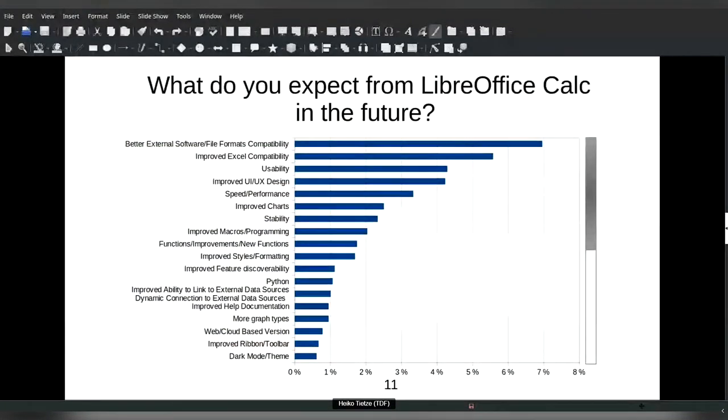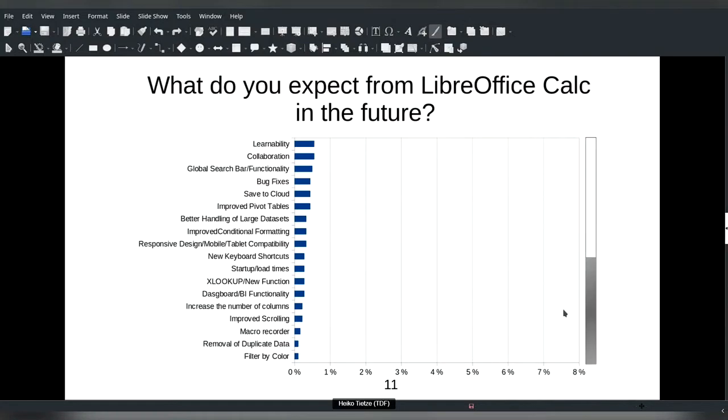So we asked participants, what do you expect from Calc in the future? Most answers evolved around improvements such as better compatibility with Excel, usability improvements, especially around pivot tables and charts, design, as well as speed and performance, especially when working with large data sets. And this graph lists other additional features or improvements that people mentioned, and I just named the top ones. So this is the first part, and then this is the second part. Learnability was also one of them, and learnability is tied with usability and feature discoverability.